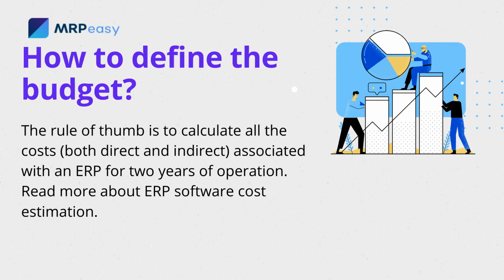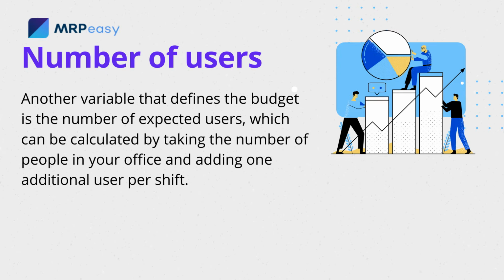The rule of thumb is to calculate all the costs, both direct and indirect, associated with an ERP for 2 years of operation. Read more about ERP software cost estimation. Number of users. Another variable that defines the budget is the number of expected users, which can be calculated by taking the number of people in your office and adding 1 additional user per shift.